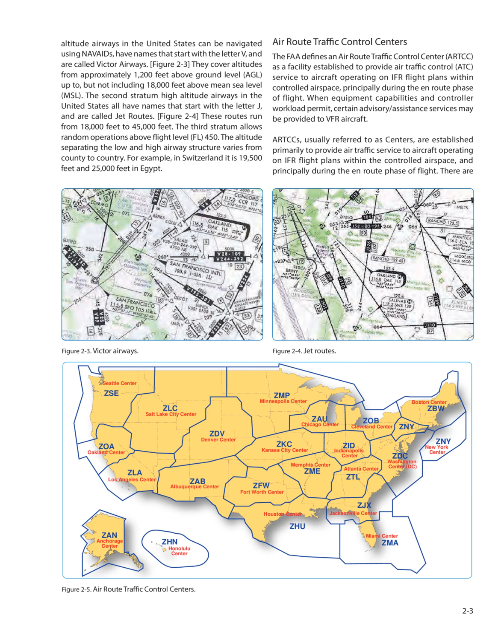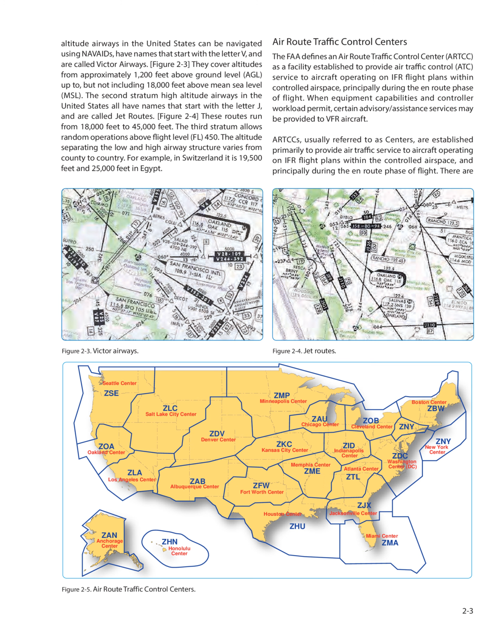Figure 2.3, they cover altitudes from approximately 1,200 feet above ground level, AGL, up to, but not including 18,000 feet above mean sea level, MSL. The second stratum, high altitude airways in the United States, all have names that start with the letter J, and are called jet routes. Figure 2.4, these routes run from 18,000 feet to 45,000 feet. The third stratum allows random operations above flight level, FL, 450. The altitude separating the low and high airway structure varies from country to country. For example, in Switzerland it is 19,500 feet and 25,000 feet in Egypt.